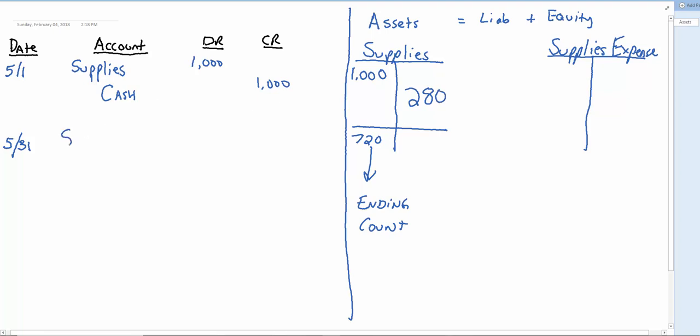Our entry, all we're doing is taking that asset and turning part of it into an expense to show that we've used it up. So I'm going to debit supplies expense, and I'm going to credit that asset account, supplies. So all I've done is I've taken the amount that we've used up and moved it from the asset supplies to an expense account to show that we've used it up.